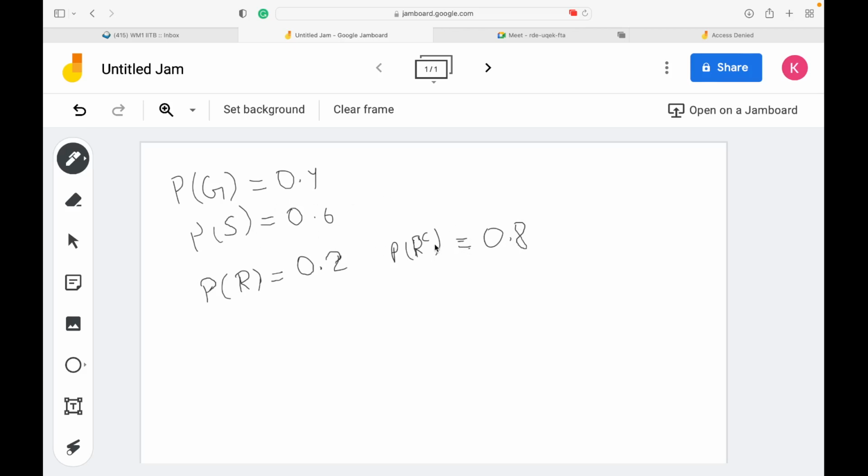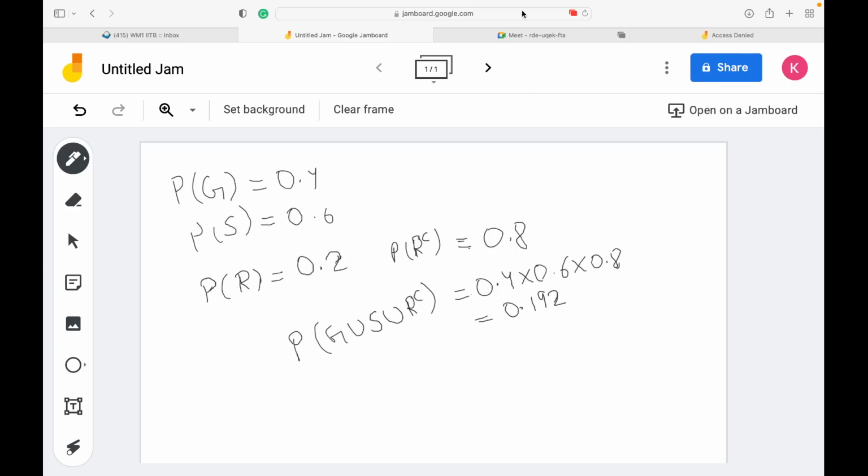Now all these events are independent of each other. So the probability that Geeta will pass the test, Sita will pass the test, and Ramesh will not pass the test will be 0.4 into 0.6 into 0.8, which will be 0.192.